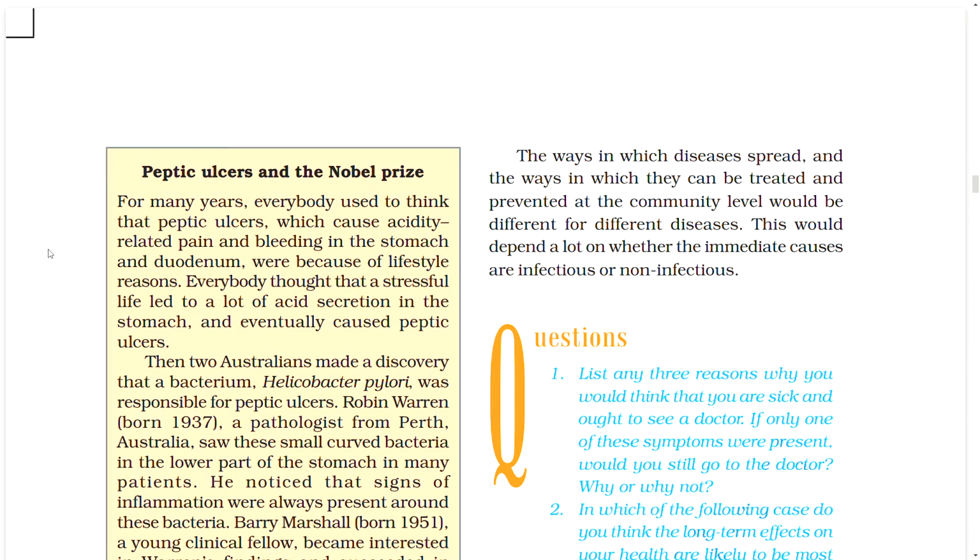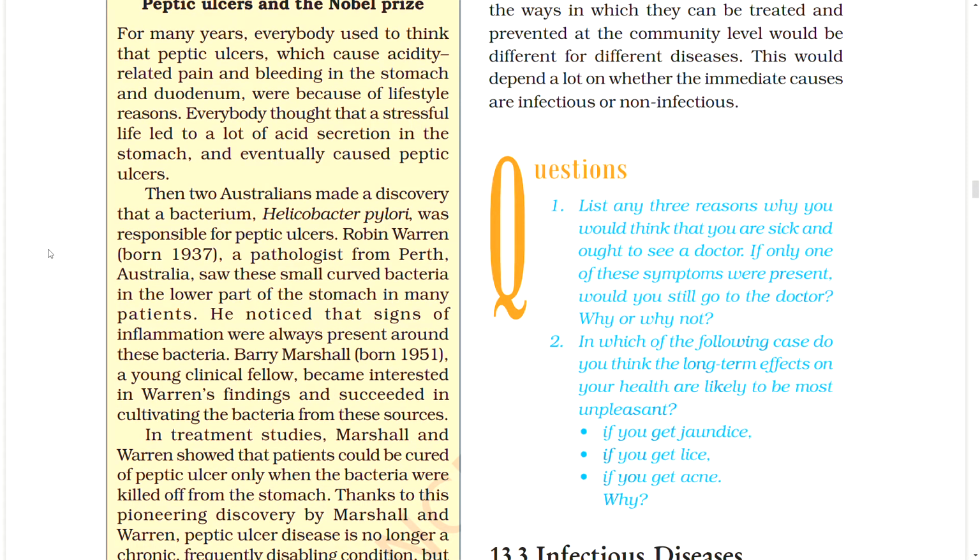Peptic ulcers and the Nobel Prize. For many years, everybody used to think that peptic ulcers, which cause acidity-related pain and bleeding in the stomach and duodenum, were because of lifestyle reasons. Everybody thought that a stressful life led to a lot of acid secretion in the stomach and eventually caused peptic ulcers. Then two Australians made a discovery that a bacterium, Helicobacter pylori, was responsible for peptic ulcers.